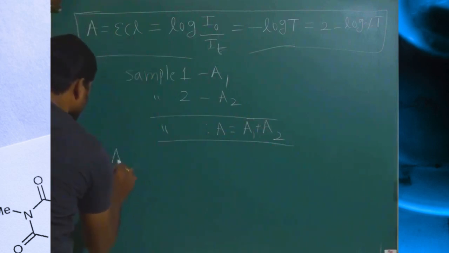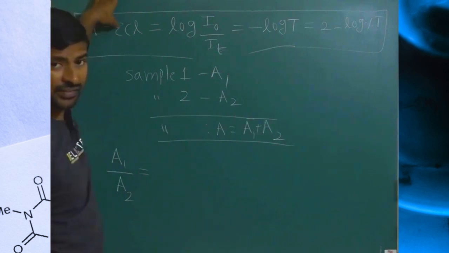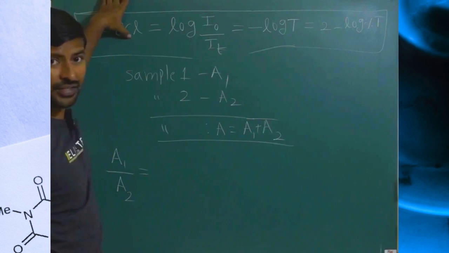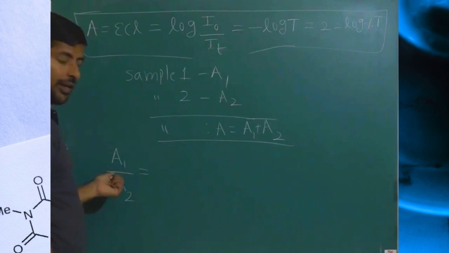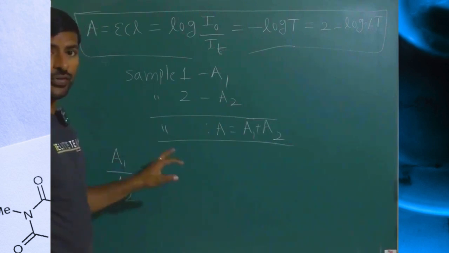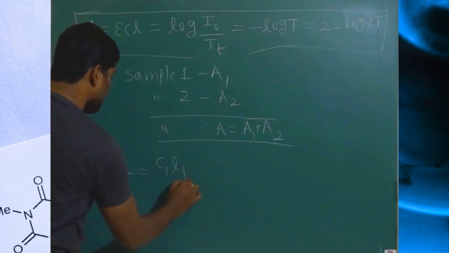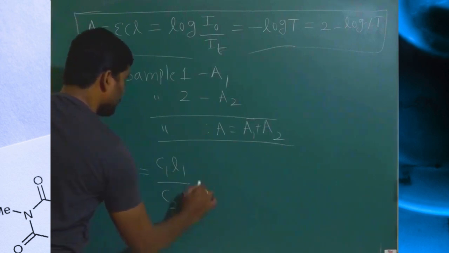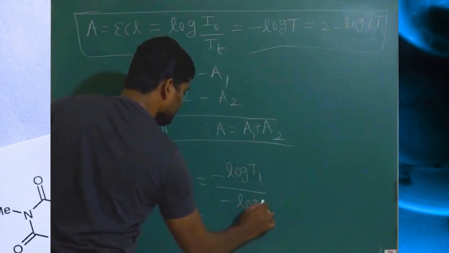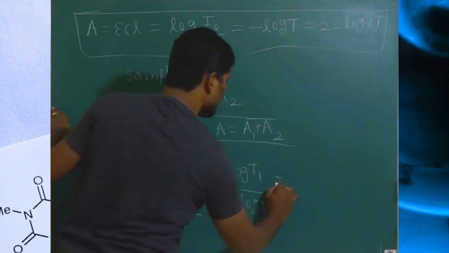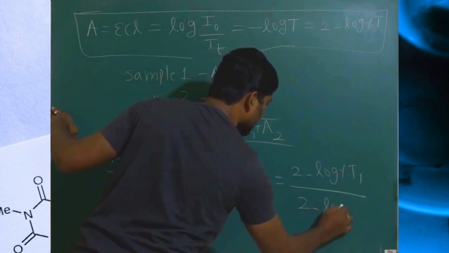Next one, we are taking the same sample, which means epsilon is the same. We are recording at C1 concentration and C2 concentration and at L1 path length and L2 path length. If at one concentration and path length the absorbance is known, then at another concentration and path length we can calculate absorbance by using this expression. A1 by A2 is equal to C1 L1 by C2 L2. Or we can write it as minus log T1 by minus log T2, where the minus signs cancel. Or we can write it as 2 minus log percentage T1 by 2 minus log percentage T2.